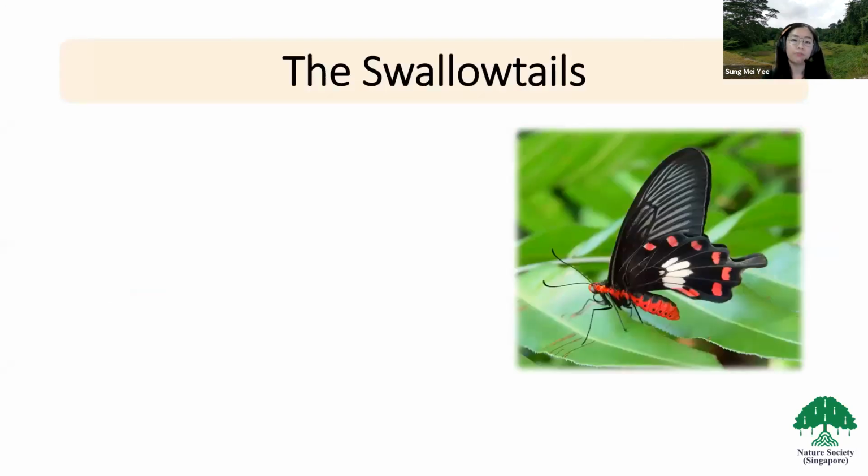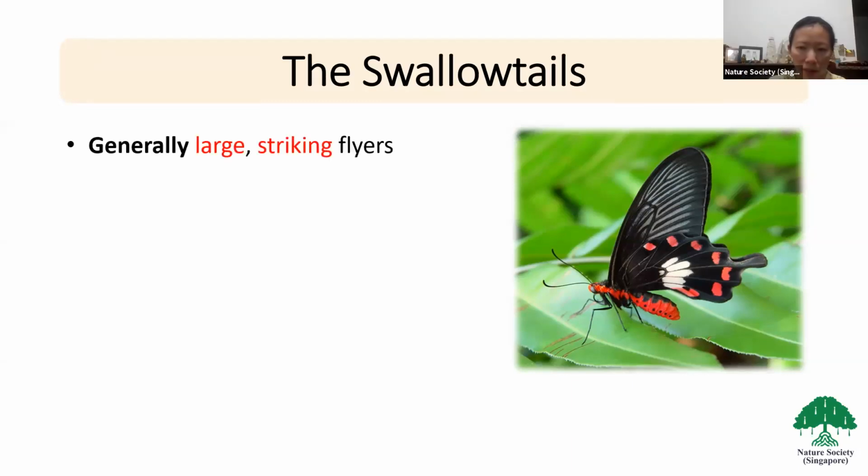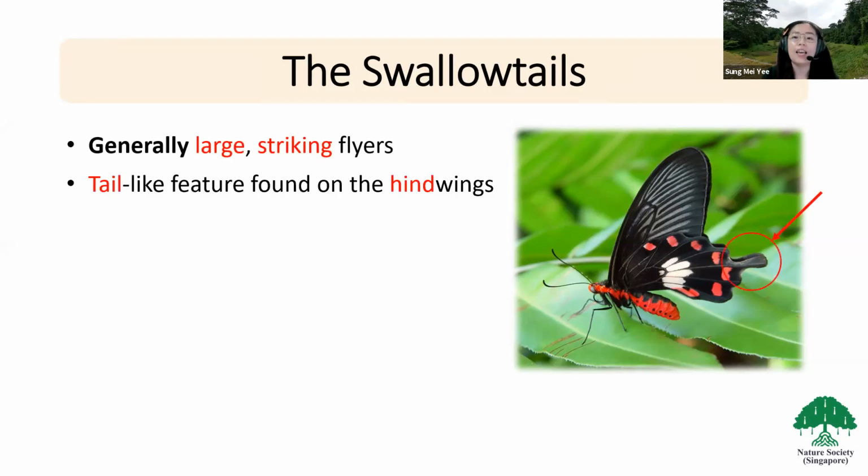Okay, so let's look at our first family of butterflies, the swallowtails. For each family, I'll tell you a little bit about their characteristics. So the swallowtails are generally large, striking flyers. By striking, we mean they have bright colors. They are called swallowtails because they have this tail-like feature found on their hind wings, which is why they have this common name.